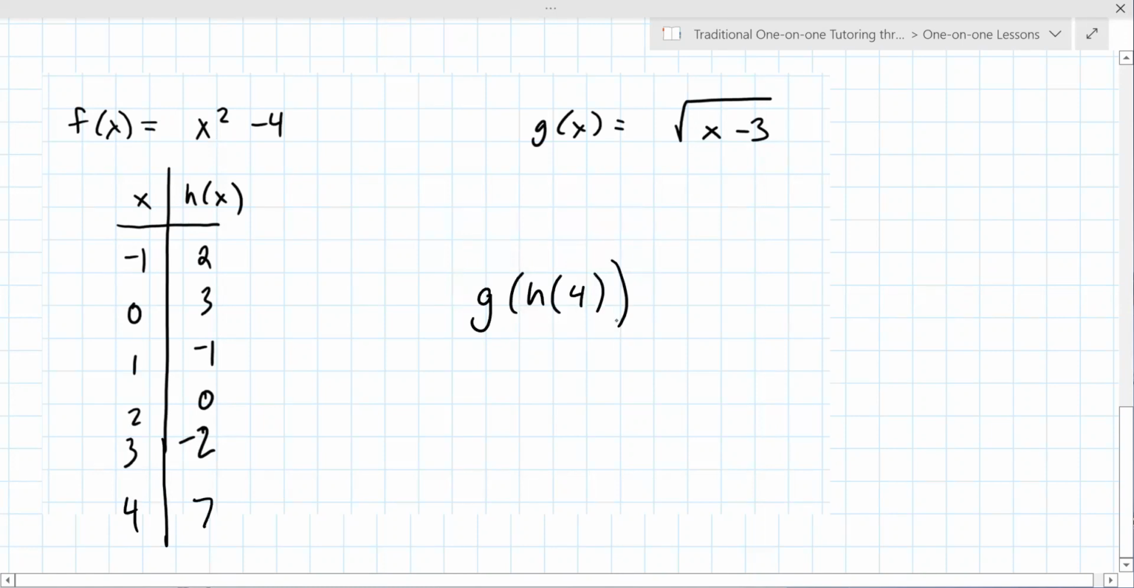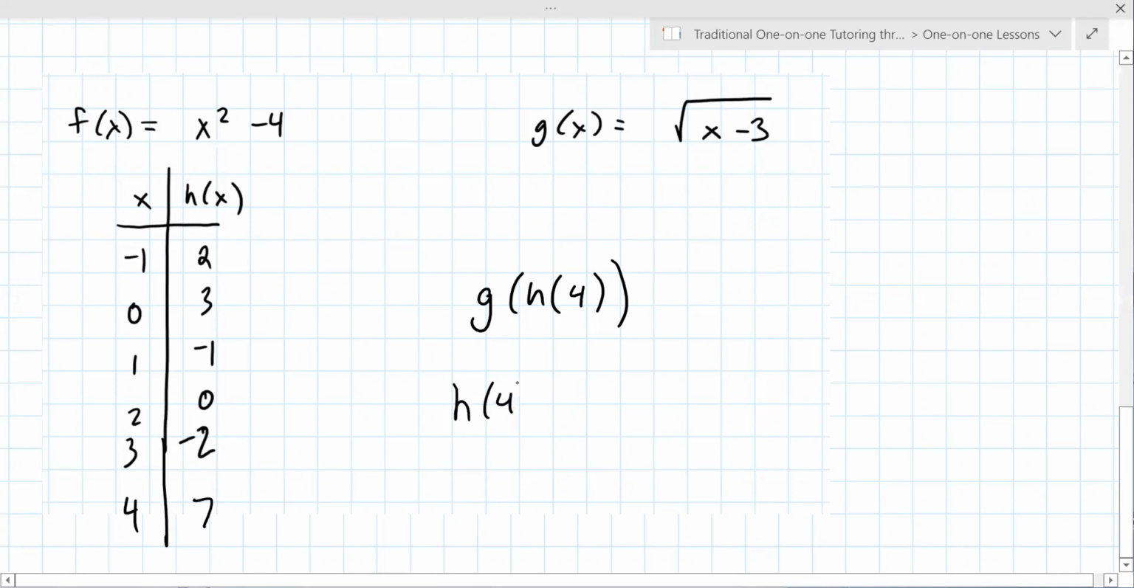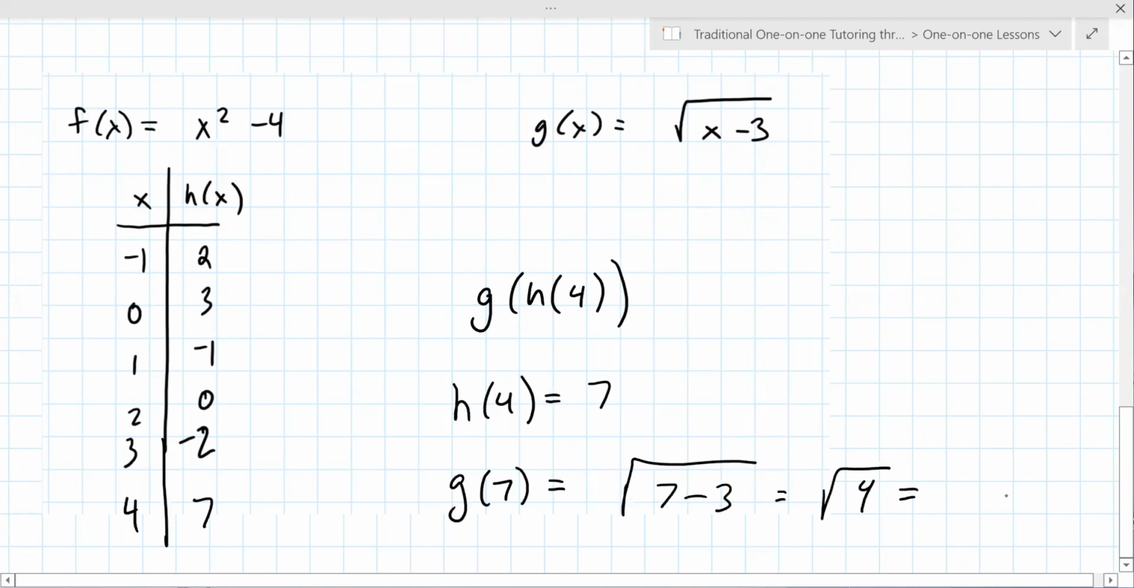Okay, g of h of 4. So again, which do you do first? You do h. So h of 4 equals 7. And then you use that value in g. So it's the square root of 7 minus 3. So it would be the square root of 4. 2. Yes.